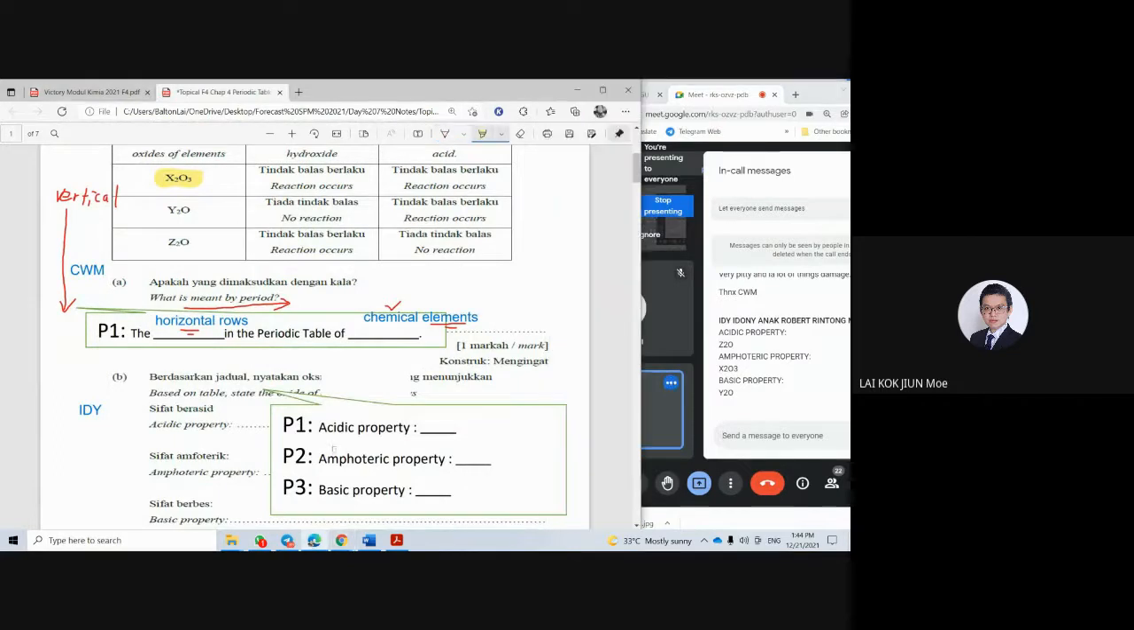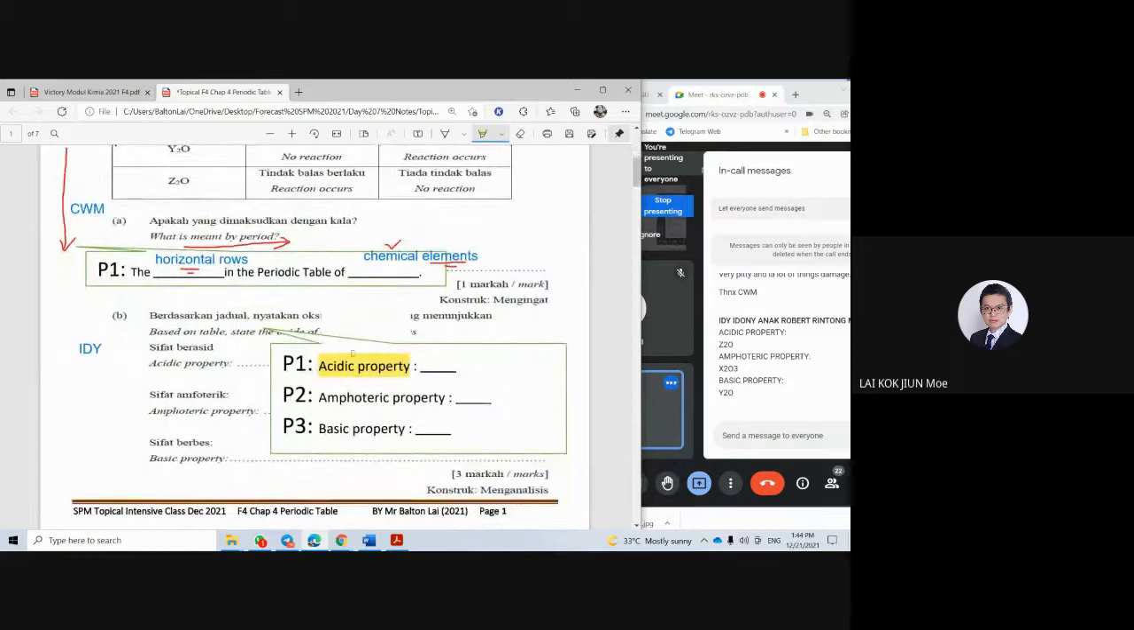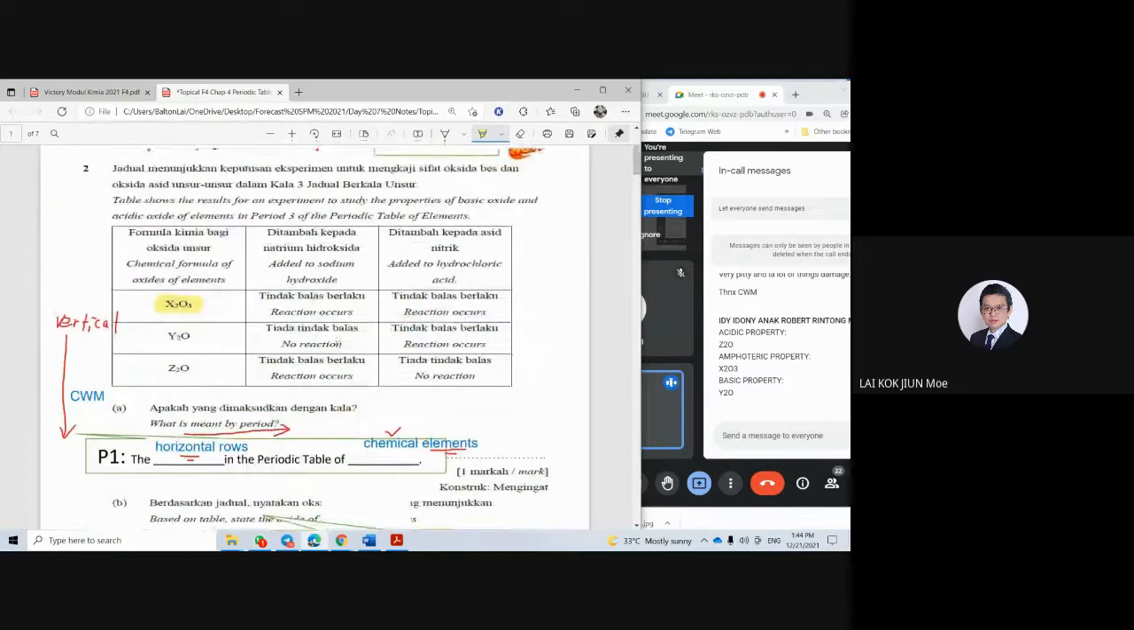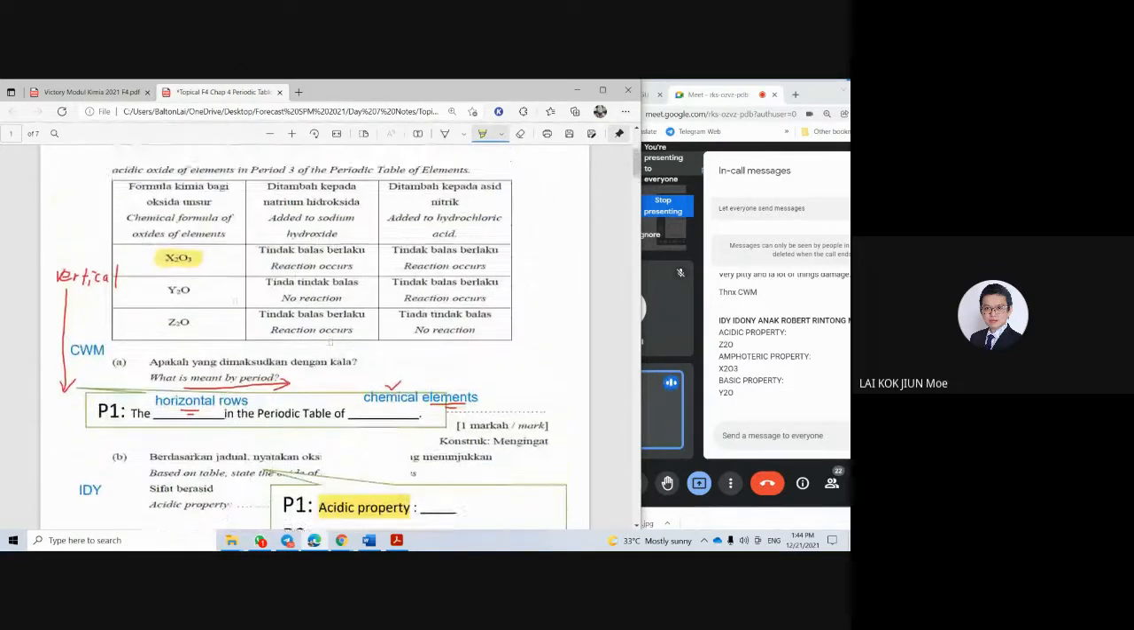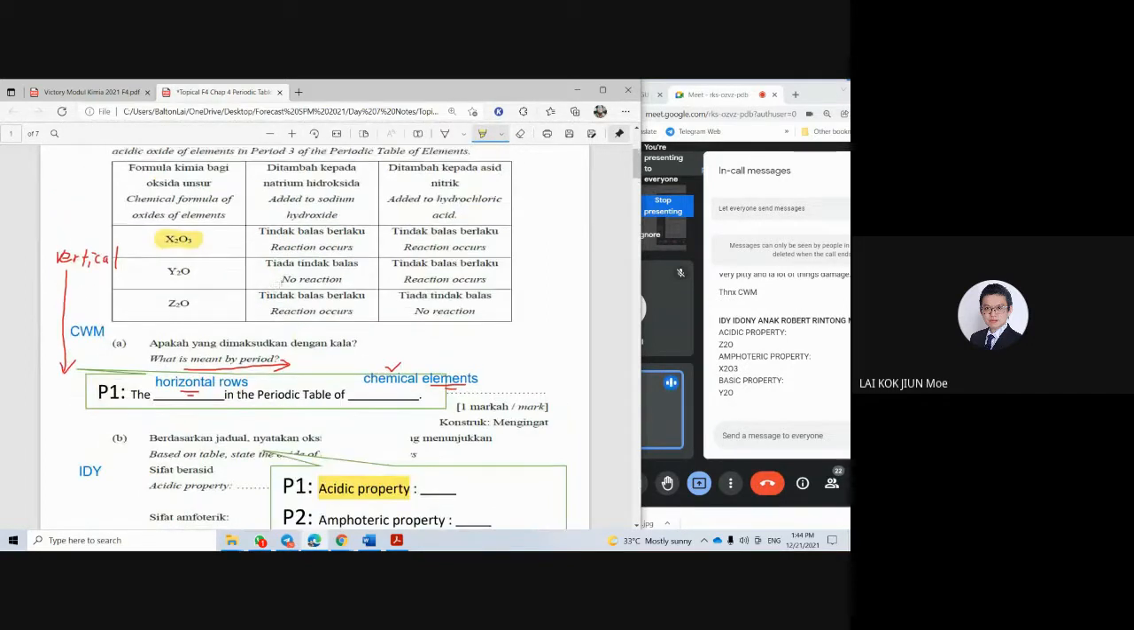Acidic properties, number 1. Yes. Okay. From the diagram, from the table, you have to state out. Oh, cannot see it. This one blocked already. Okay. State the oxide. So you state the oxide, you give the name here. So the acidic one is which one is acidic? Z2O. Z2O is acidic because it can react with alkali. Yes, you are right. This one is alkali. Okay. This one is acid.